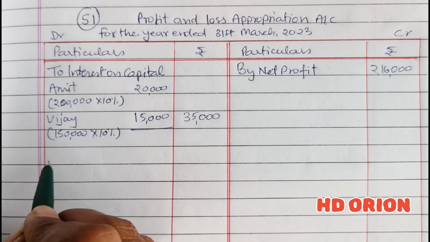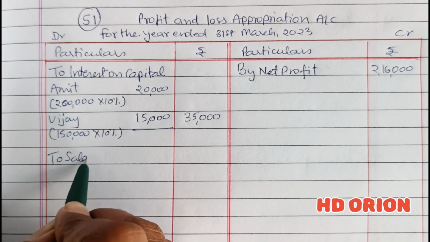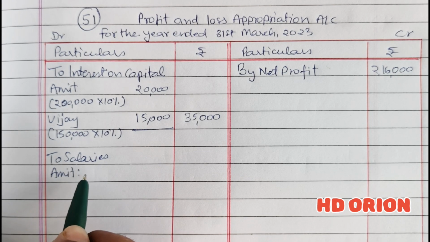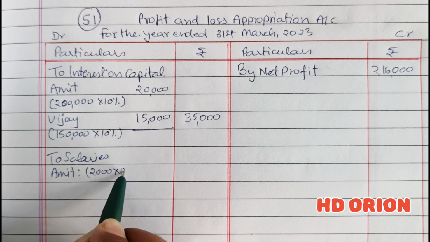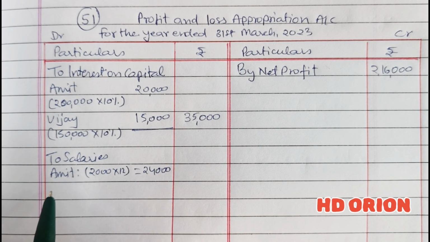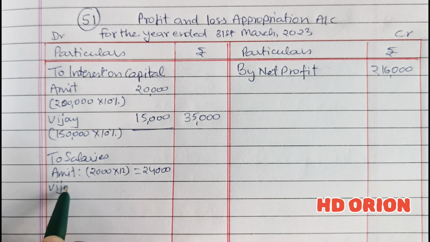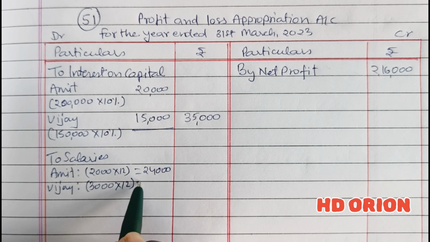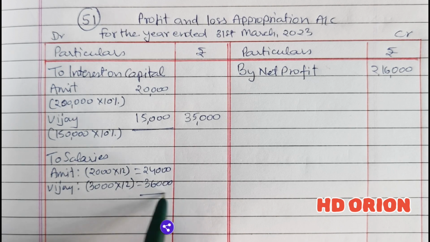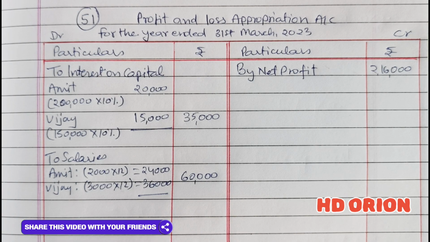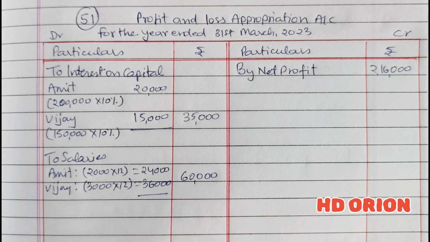Then there is salary suggested, so to salary to partner Amit at the rate of rupees 2,000 per month. So 2,000 multiplied by 12, it is equal to 24,000. Then to the other partner Vijay at the rate of rupees 3,000 per month. So 3,000 into 12, that is 36,000. So in this way, next 60,000 is paid to them in the form of salaries to the partners.